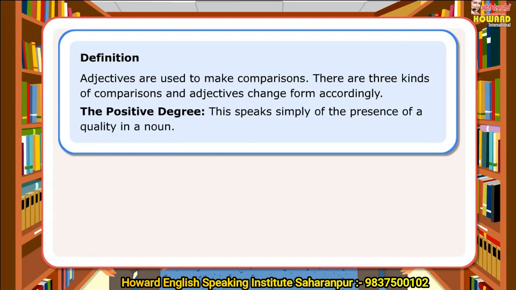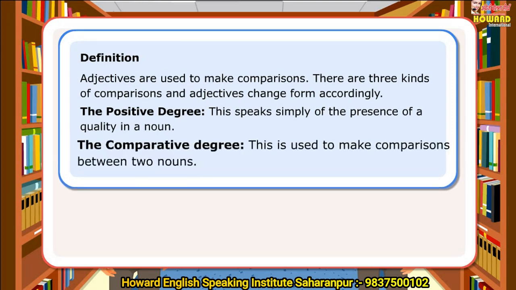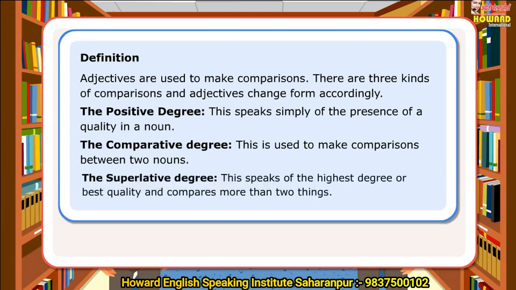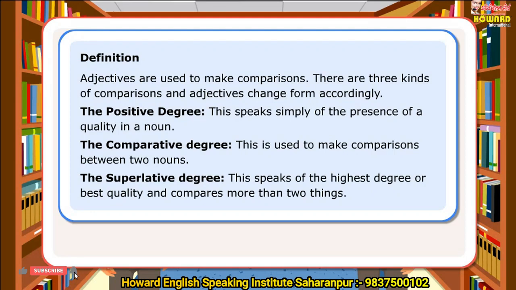The positive degree. This speaks simply of the presence of a quality in a noun. The comparative degree. This is used to make comparisons between two nouns. The superlative degree. This speaks of the highest degree or best quality and compares more than two things.